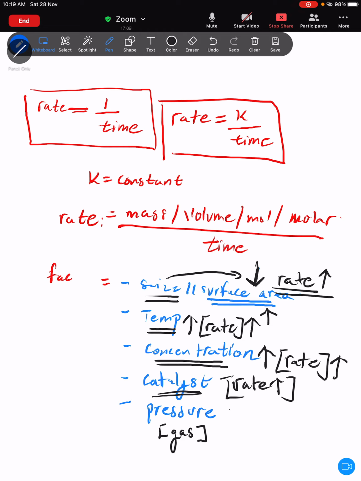So with the pressure, the higher the pressure for a gas system, the higher the rate of reaction. Why? Because when you compress a gas, the distance between the particles gets smaller. It means they are coming closer. When the gas particles come closer to each other, they will collide more frequently, which increases the effective collisions and automatically increases the rate of reaction. Do you understand?